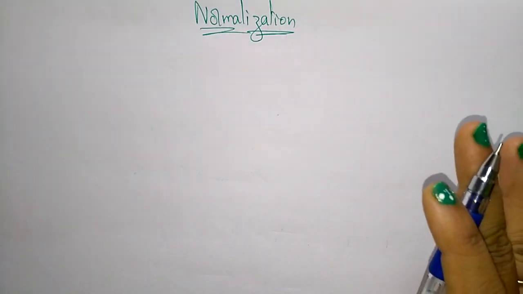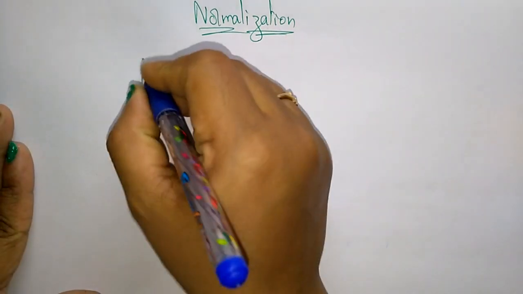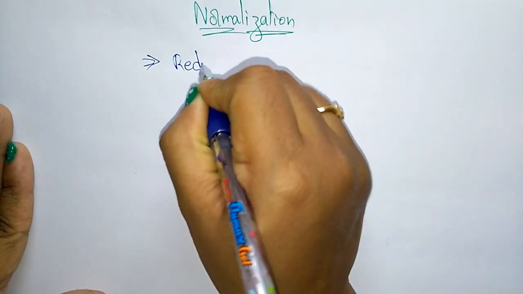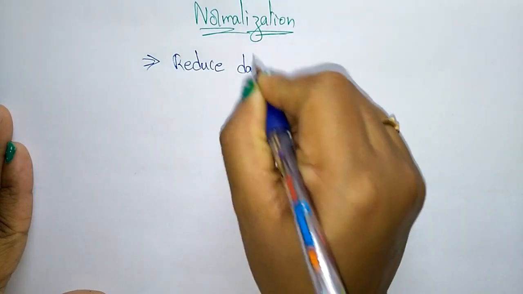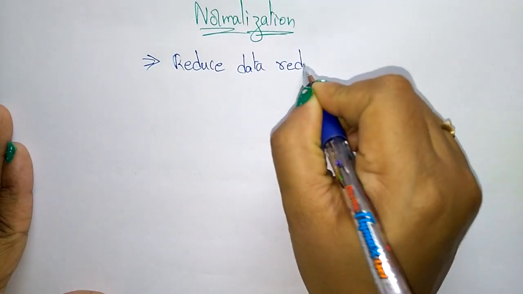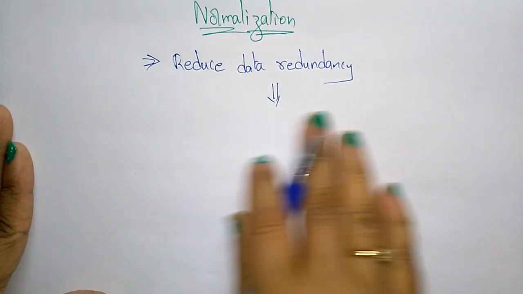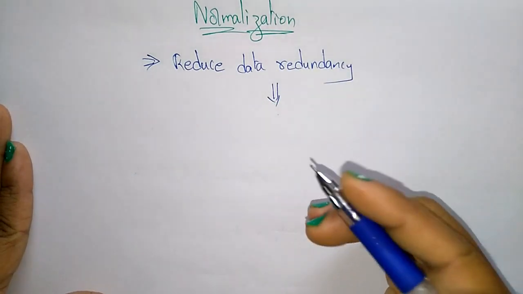Students, coming to the next topic, that is normalization. What is normalization? Normalization is nothing but it reduces the data redundancy. The main goal of normalization is to reduce data redundancy. What is this data redundancy? What do you mean by data redundancy?